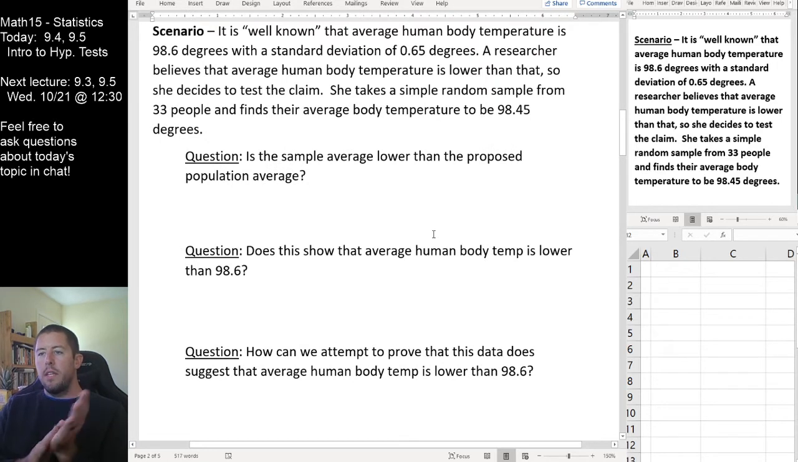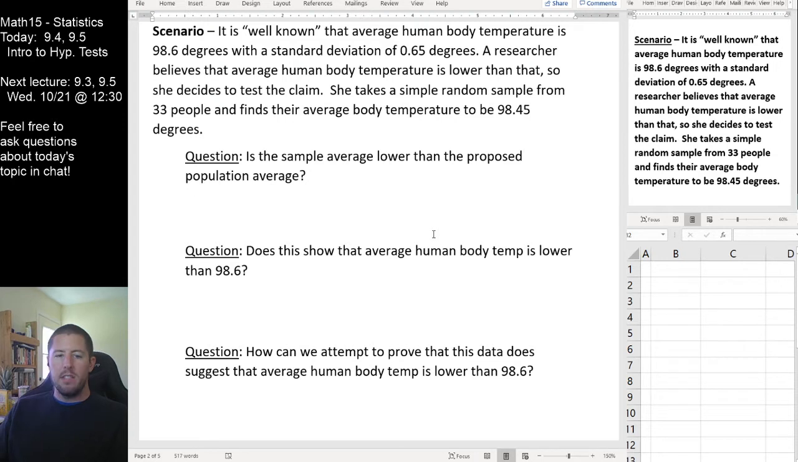So in this scenario, we're saying it is well known, and I'm putting that in quotes, that the average human body temperature is 98.6 degrees with a standard deviation of 0.65 degrees, and that's all measured in Fahrenheit. And when I say it's well known, what I mean is this is a typical thing. If you ask a random person on the street, this is probably a temperature that they're going to tell you.